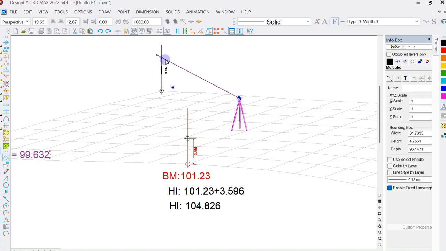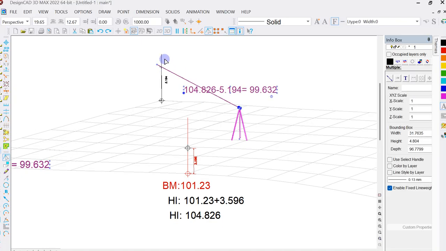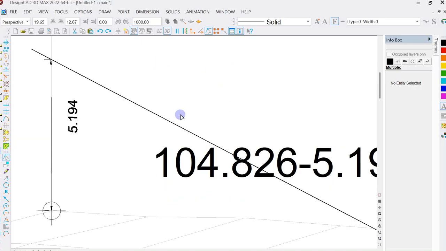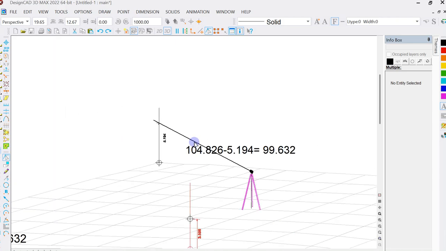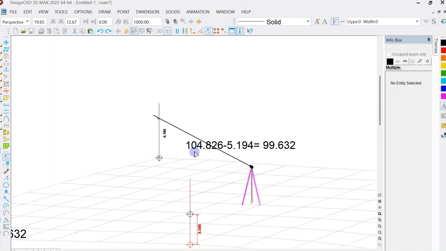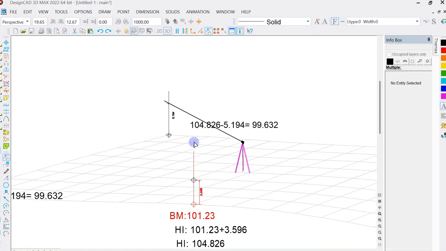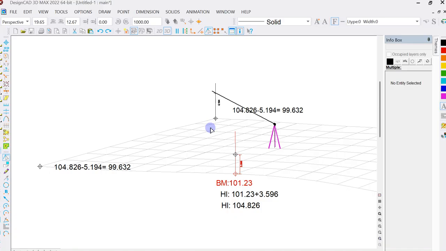Oh yeah, I was having a little trouble. That number on the left hand side means nothing right now. So you take the 104, which is your height of instrument, 104.826, subtract 5.194, that number right there, and you'll get the height of that point. There's no note, but you'll want to be taking a sketch of these points and then a chart giving you the elevations, writing down and logging the information.